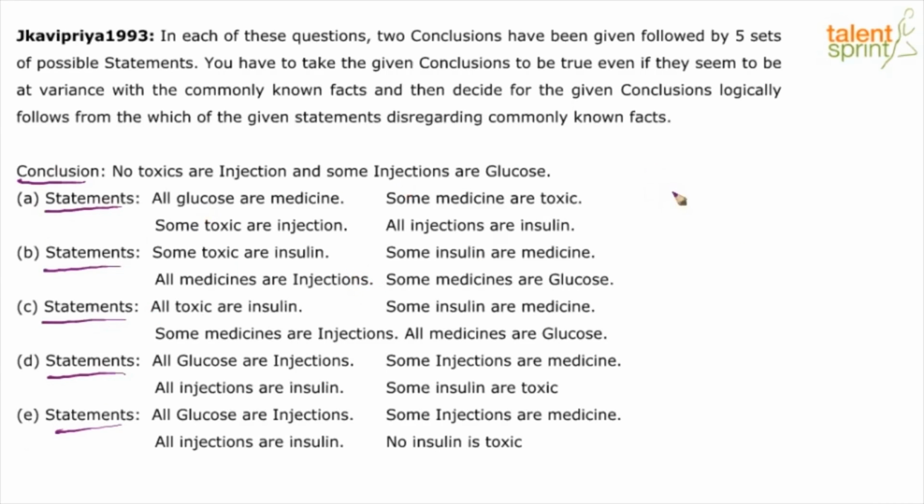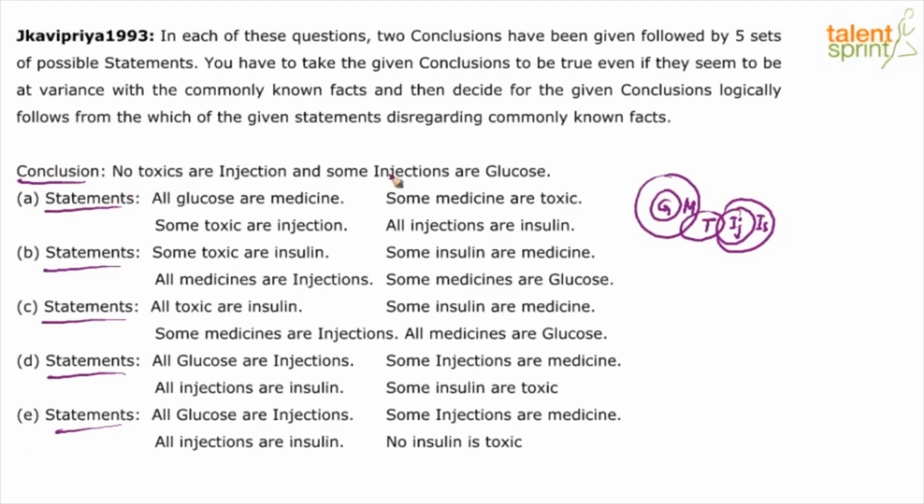So all glucose are medicine. Some medicine are toxic. Some toxics are injection. All injections are insulin, right? I'm not explaining the basic diagram because you know how to do it, right? Now if you look at this basic diagram and now look at the conclusions in the question.